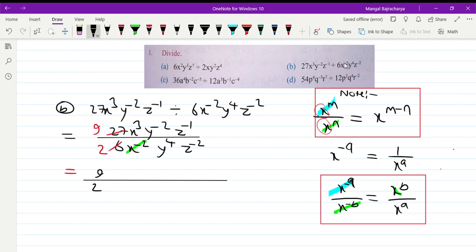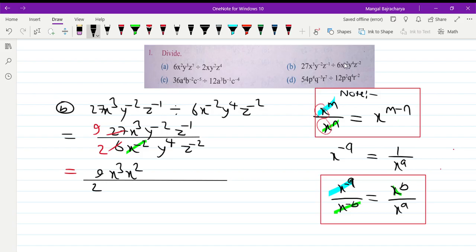So the thing is, x power 3 is already above, let's keep it there, and x power minus 2 which you see below we bring above, and we turn it into positive power. Now for the next, let's see for the y term.